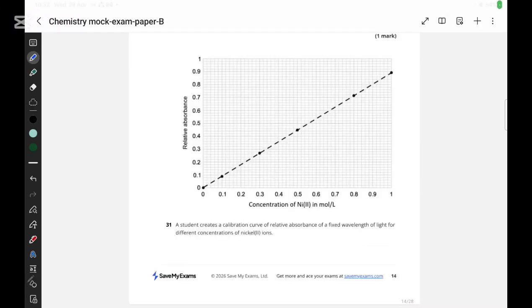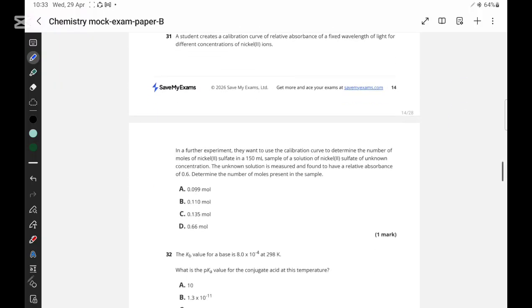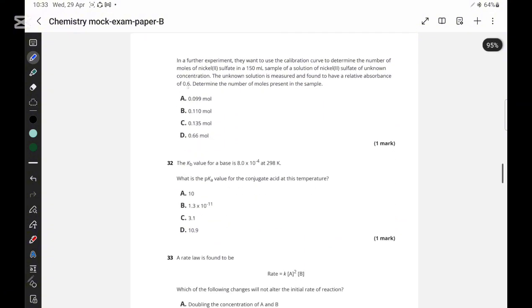For the next question, they are saying a student creates a calibration curve of relative absorbance at a fixed wavelength of light for different concentrations of nickel 2 ions. In a further experiment, they want to use the calibration curve to determine the number of moles of nickel 2 sulfate in a 150 milliliter sample of solution of nickel 2 sulfate of unknown concentration. The unknown solution is measured and found to have a relative absorbance of 0.6, and now they want us to find the moles, and we are given the volume.